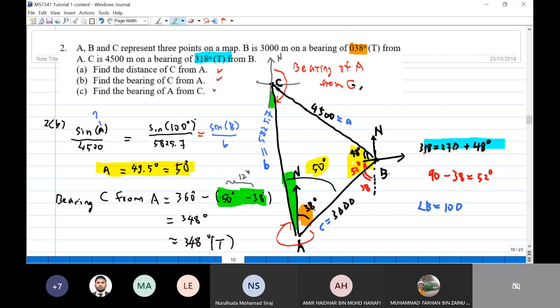I use the law of cosine. After you find angle A, you notice that angle A consists of the orange part and the green part. The orange part is 38 degrees given by the question. So then you find the green part, and from the green part you can find the bearing of C from A.